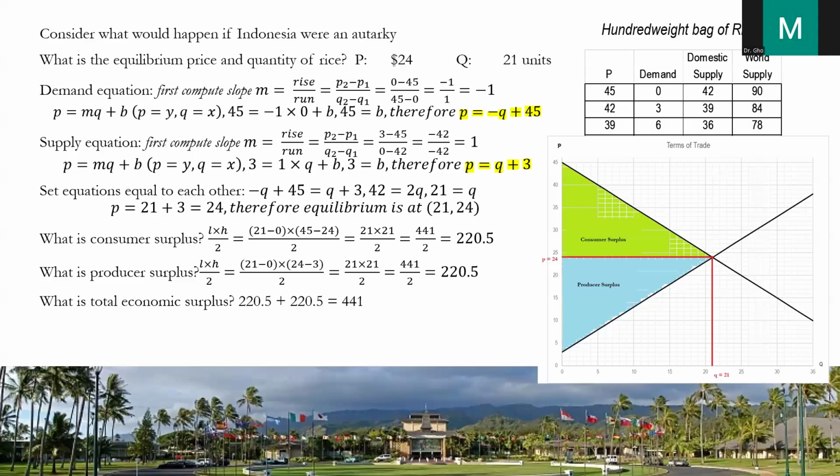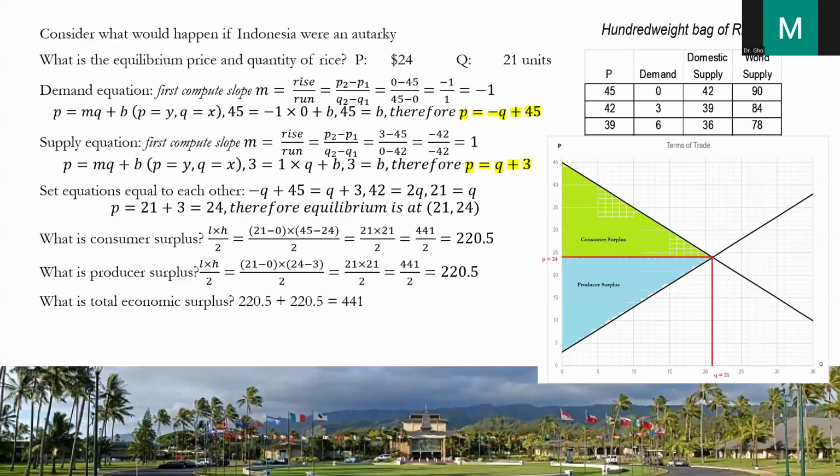You can always find the consumer surplus below the demand curve, above the price, up to the quantity where the supply and demand curves intersect, where equilibrium is. So to calculate the area of consumer surplus, it's a triangle. You take 45 minus 24 in this case, and that gives you the height of the triangle. The length of the triangle looks like it's 21.